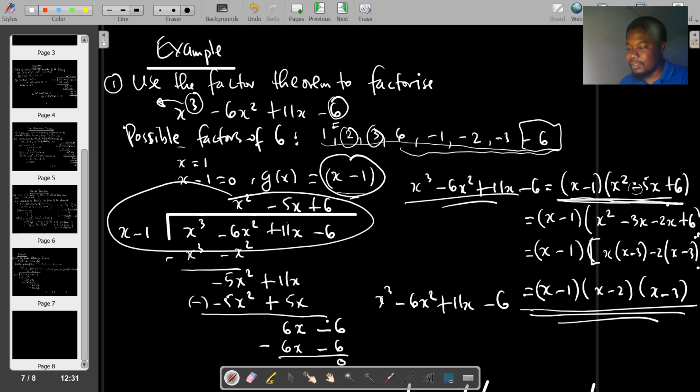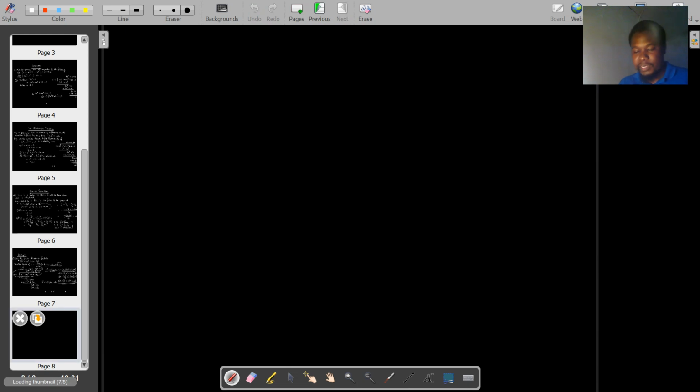Very, very easy. Now let's look at another concept. Simply employing all the theorems that we've been doing, from long division to remainder theorem to factor theorem, now we're going to use them to solve cubic equations. Let's look at cubic equations.